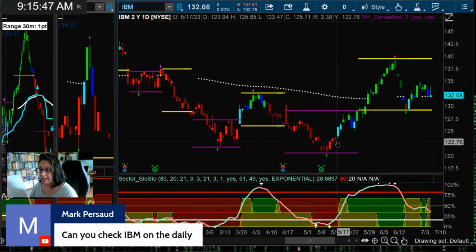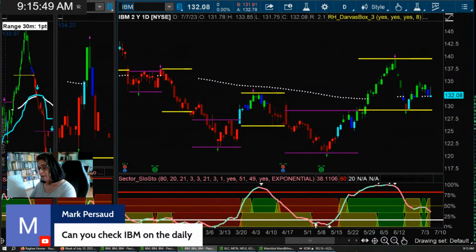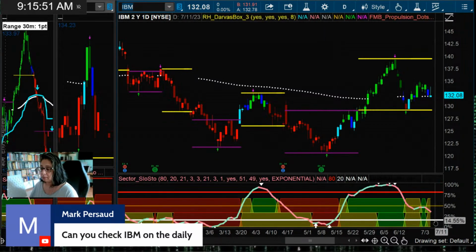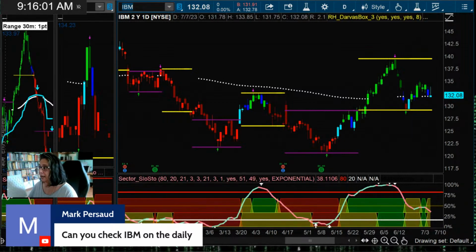for IBM. And if you want to be a little bit more specific, wait for the slow stochastic to reach the oversold level. That would be the 20 level on the slow stochastic, 21K 3D setting. I'd keep an eye on that in terms of if you want a little bit more fine-tuned level within that 3-point zone. I would definitely keep an eye on that.